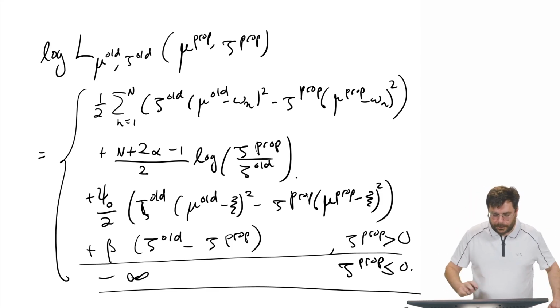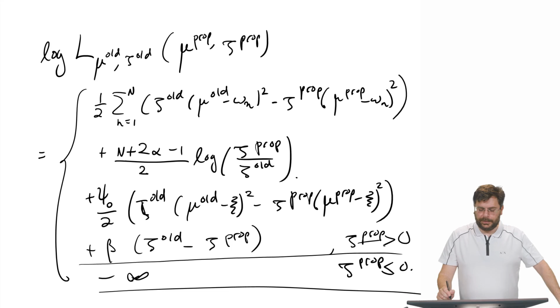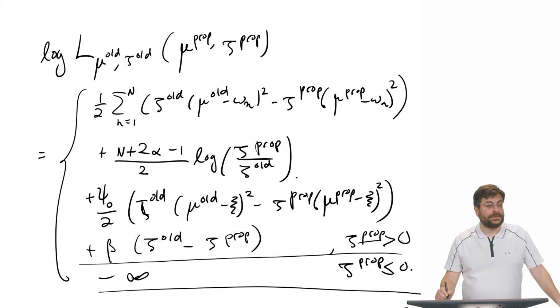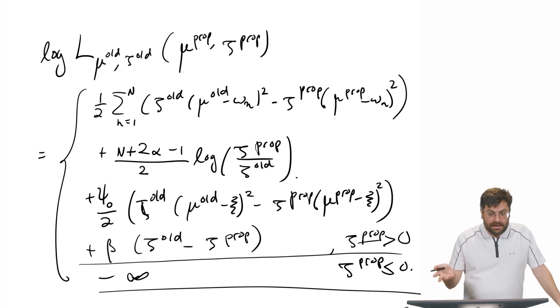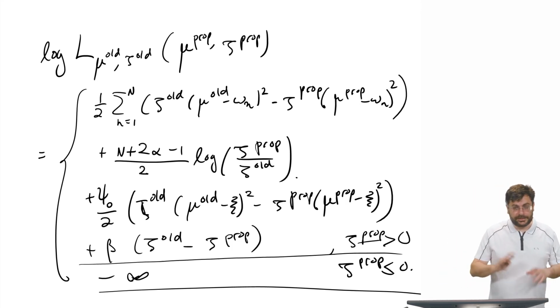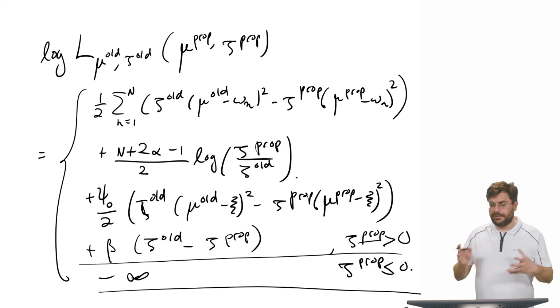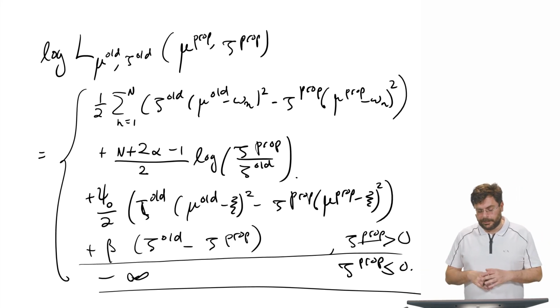So that's what I have. And what if I propose a tau exactly, which is greater than 0? Well, then I'm going to get something, and that something is going to be the log of the ratio of the likelihoods multiplied by the ratio of the priors. I don't have the ratio of the proposals again because those cancel out. And what about the ratio of the priors? Well, I have two of them. I have p of mu given tau multiplied by p of tau.